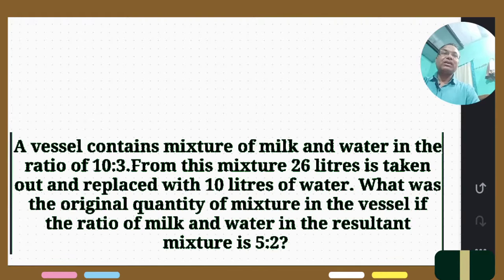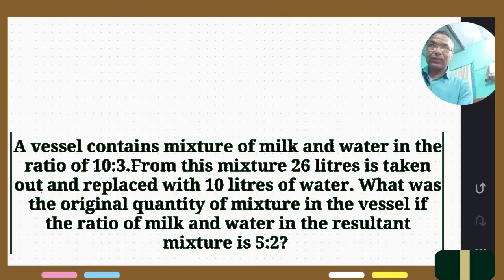Here is the third question. A vessel contains mixture of milk and water in the ratio of 10:3. From this mixture 26 liters is taken out and replaced with 10 liters of water. What was the original quantity of mixture in the vessel if the ratio of milk and water in the resultant mixture is 5:2? So let us see.